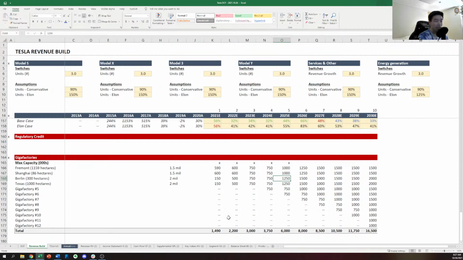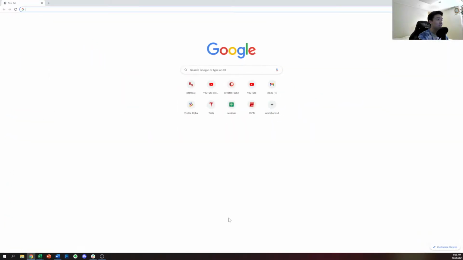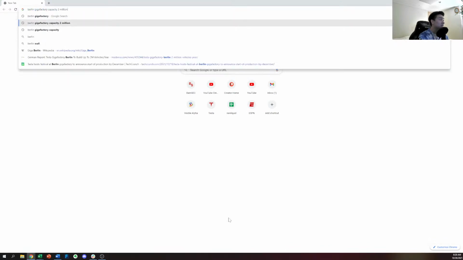Rolling the dice. Yeah, I know. I'm telling you, I'm just building out a structure, and we can fix the assumptions later on. But if I was going to actually make this perfect, this would take forever. And by the way, these are numbers that I got from actual research. Since there's been a complaint, I will show at least one piece of research, because I can't show everything, right? For Berlin Gigafactory capacity 2 million.